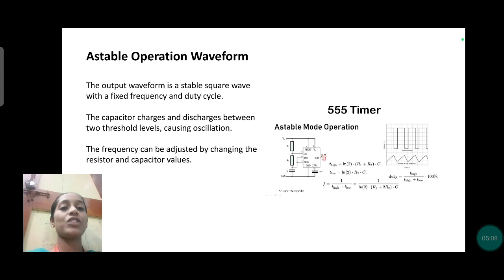Astable operation waveform. The output waveform is a square wave with a fixed frequency and duty cycle. The capacitor charges and discharges between two threshold levels, causing oscillations. The frequency can be adjusted by changing the resistor and capacitor values.